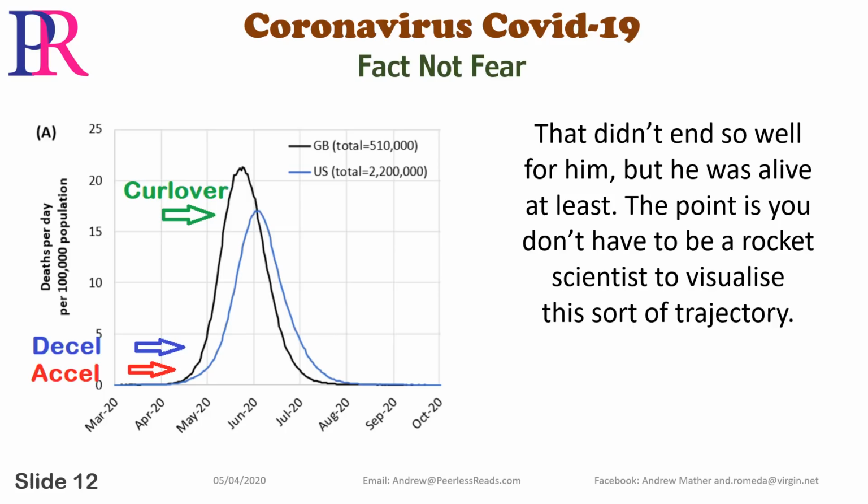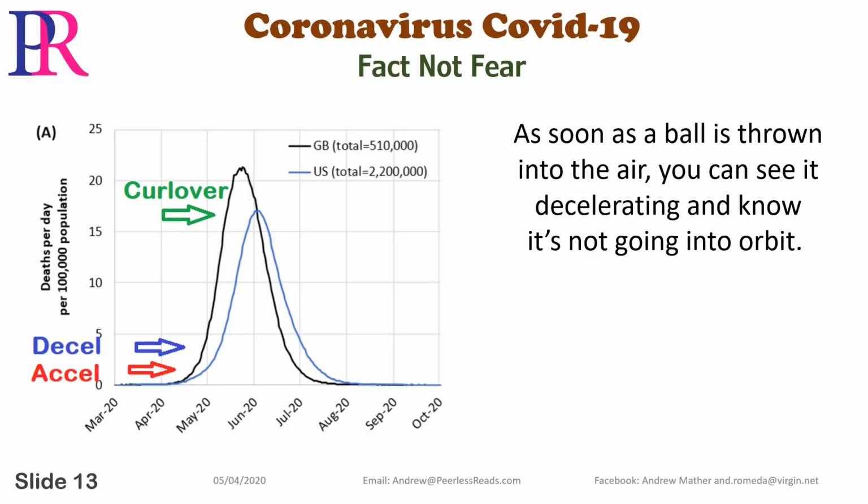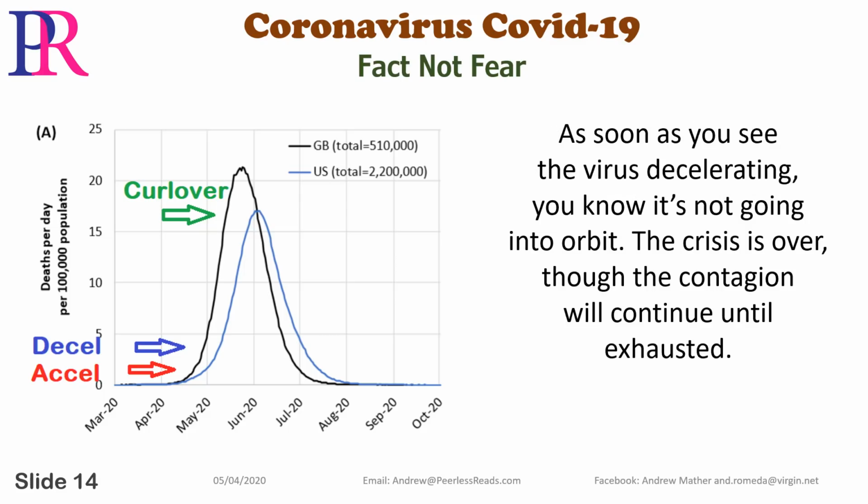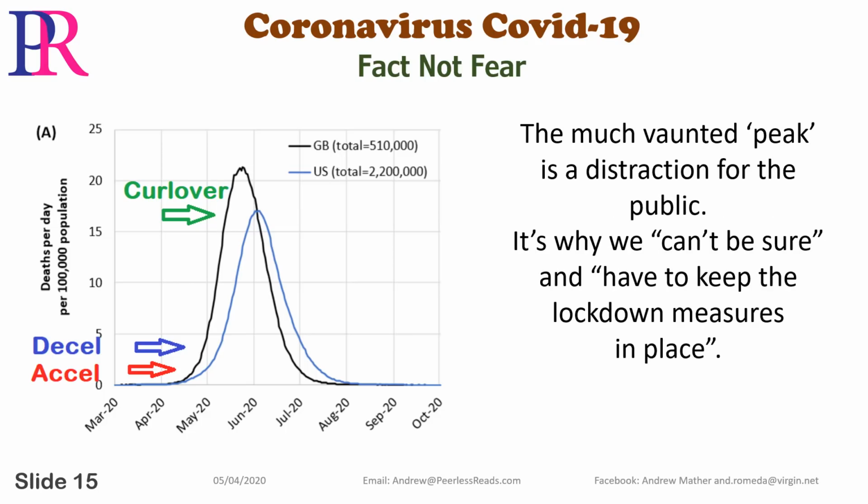The point is, you don't have to be a rocket scientist to visualize this sort of trajectory. As soon as a ball is thrown into the air, you can see it decelerating and know it's not going into orbit. As soon as you see the virus decelerating, you know it's not going into orbit. The crisis is over, though the contagion will continue until exhausted. The much vaunted peak is a distraction for the public. It's why we can't be sure and have to keep the lockdown measures in place.